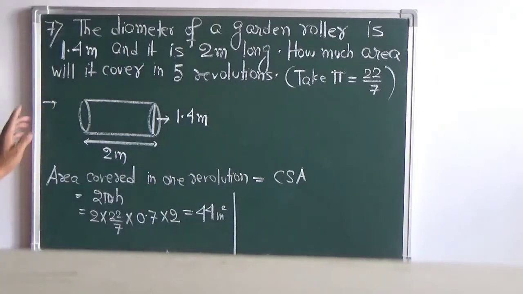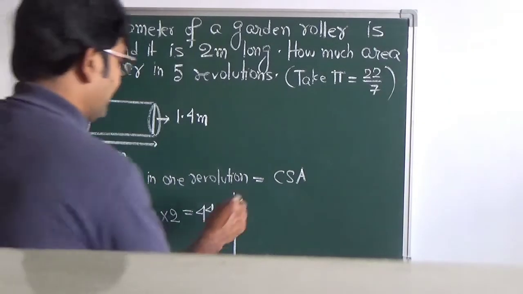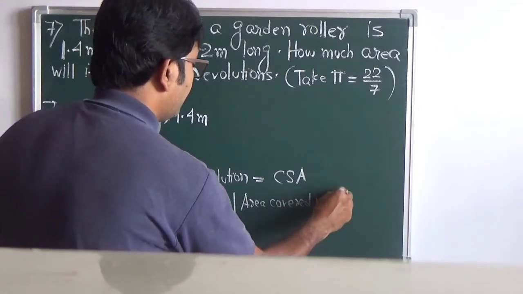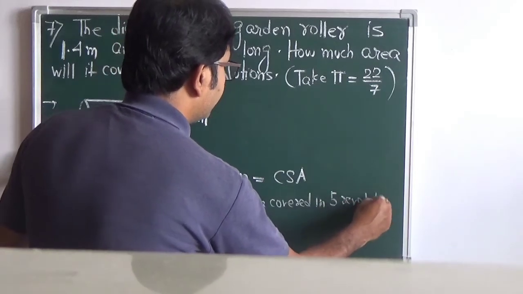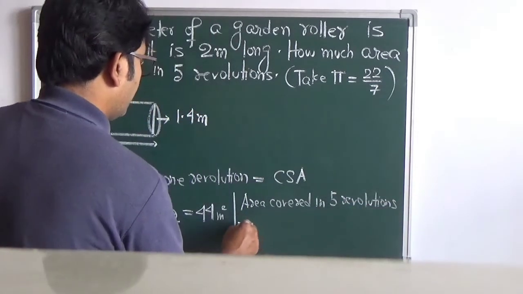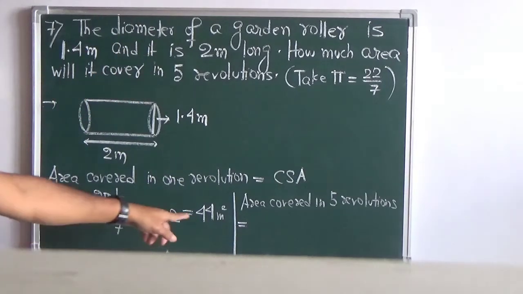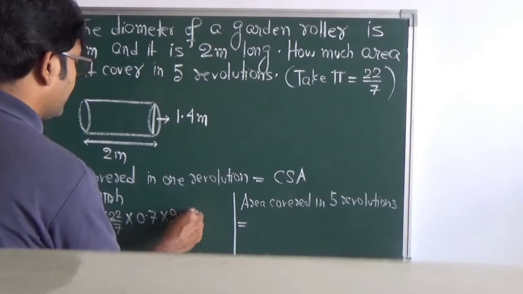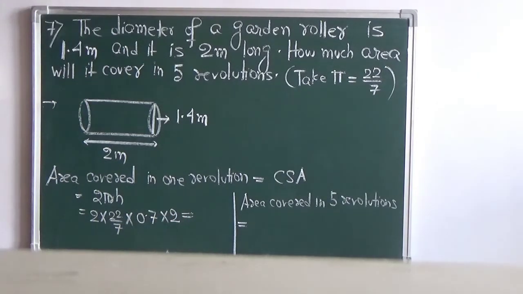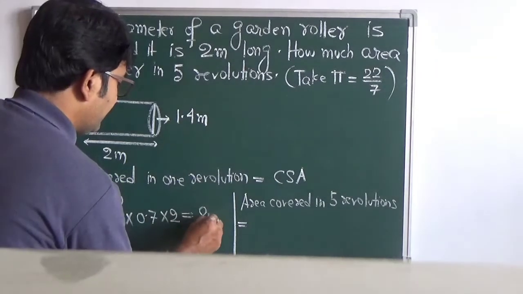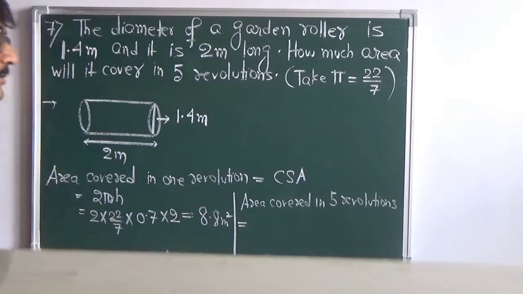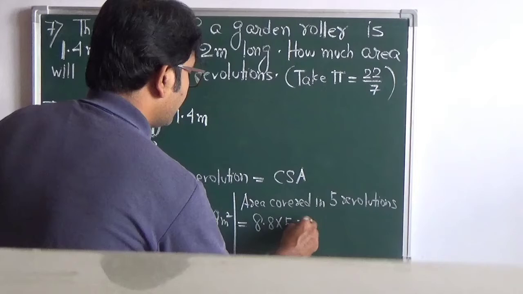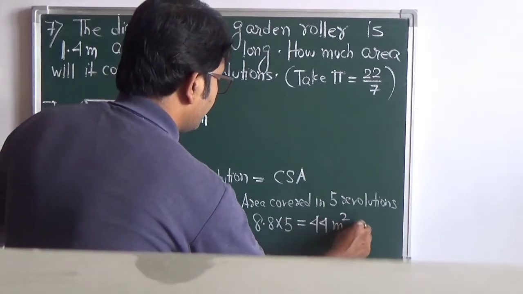Now the question is, how much area will it cover in 5 revolutions? So area covered in 5 revolutions. You need to calculate it first. Here 8.8 will come, 8.8 meters square. So the area covered in 5 revolutions will be 8.8 into 5. So this becomes 44 meters square.